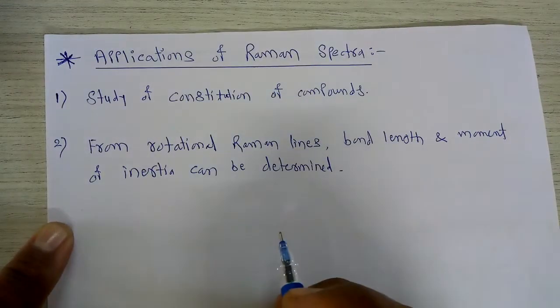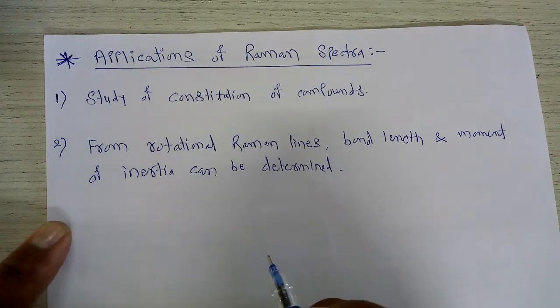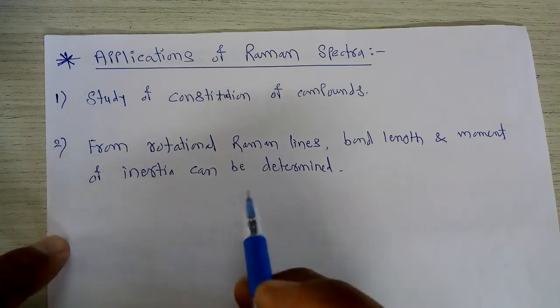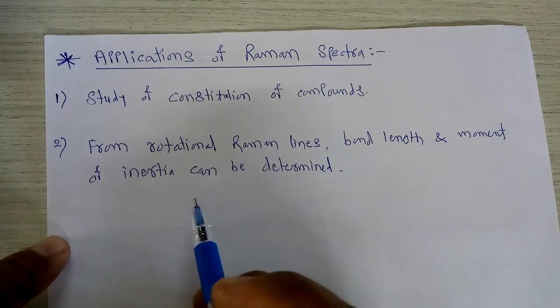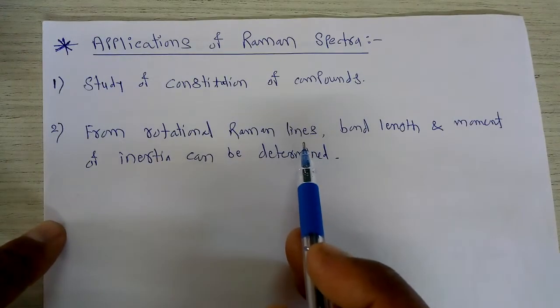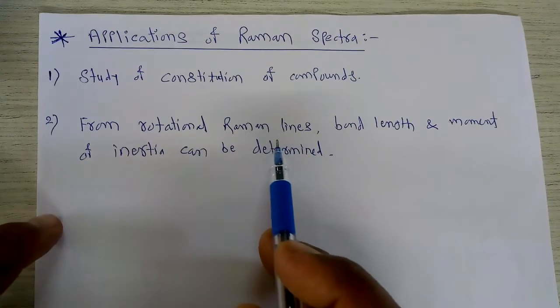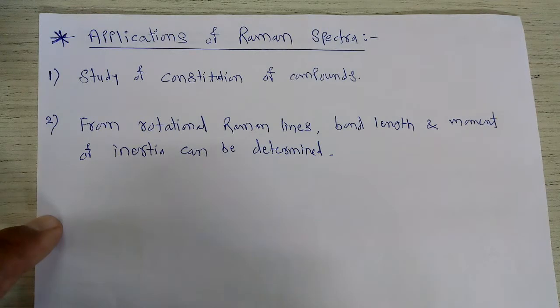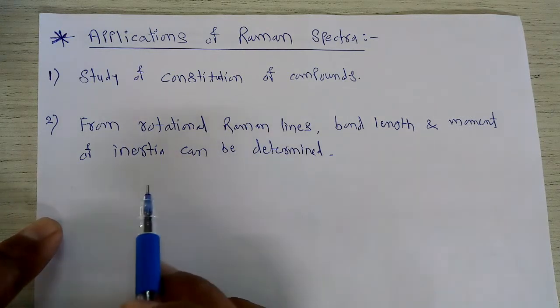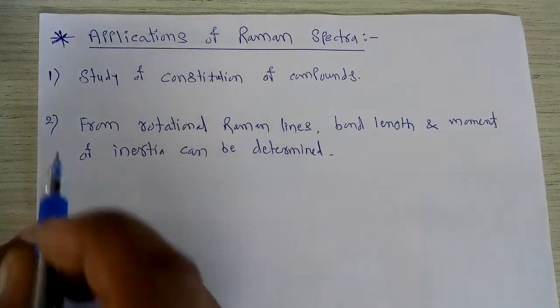We know that Raman spectra are of two types. One is rotational Raman spectra, second is vibrational Raman spectra. So, from the rotational Raman lines, the lines obtained due to the rotational motion of a molecule, we can get the information for the bond length and moment of inertia. So, this is the second important application of this Raman spectra.